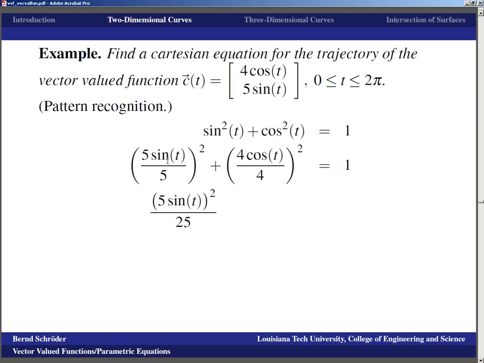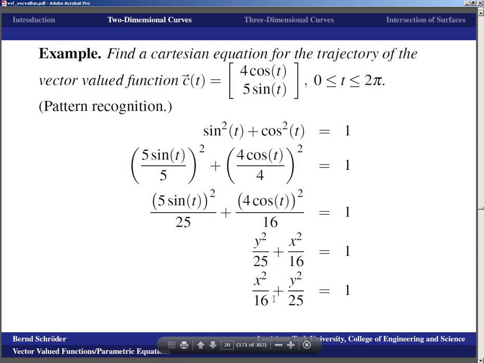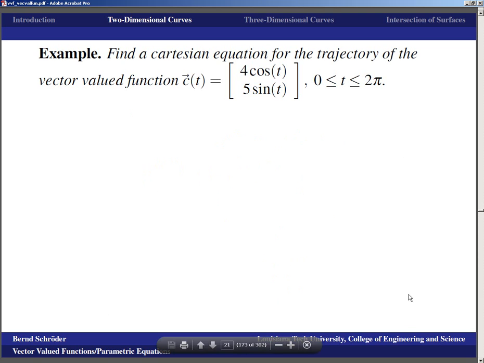Now I can pull the square into the fraction, and I get (5 sine t) quantity squared divided by 5 squared, which is 25, plus (4 cosine t) quantity squared divided by 4 squared, which is 16. That is still 1, and now I realize 5 sine t is y, and 4 cosine t is x. So I end up with y squared over 25 plus x squared over 16 equals 1, and that's x squared over 16 plus y squared over 25 equals 1. That is an ellipse. Okay, so that is something that we can also draw.